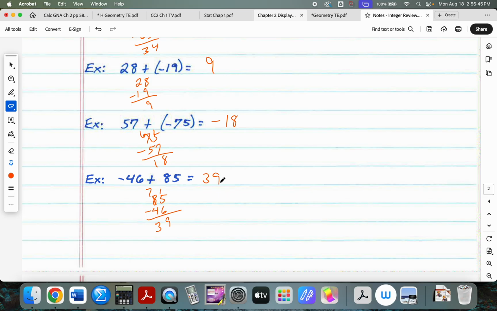You don't have to use this at all if you don't want to. And if it confuses you, just put your hands over your ears and quietly say la la la la la to yourself so you don't hear it. But let me show you. If I have 85 minus 46, what's 80 minus 40? 40. What's 5 minus 6?